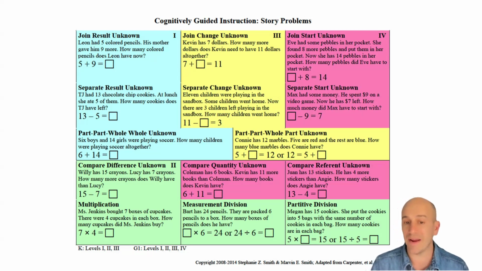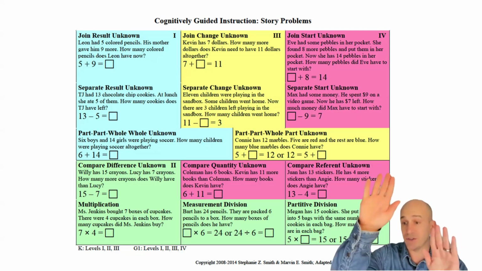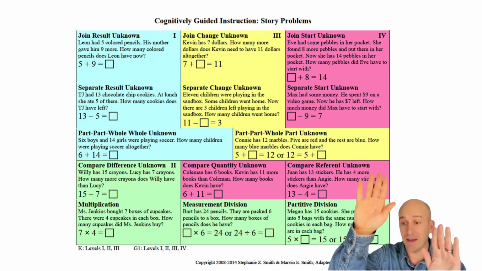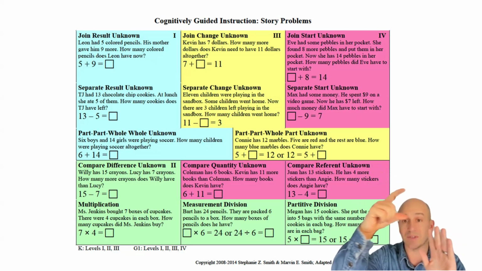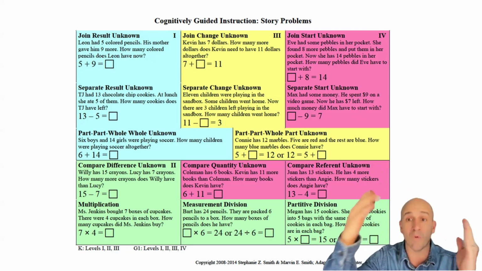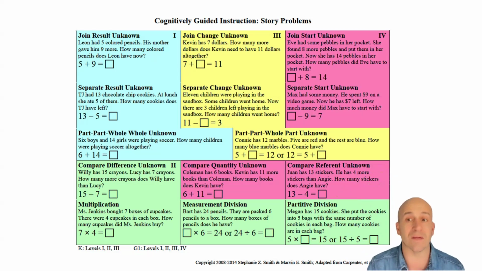So compare difference unknown. Willie has 15 crayons. Lucy has 7 crayons. How many more crayons does Willie have? Right? Now, that actually can be a tricky problem for younger kids, including kindergartners. But they do understand typically that two quantities are being compared, and what you're trying to figure out is the difference between the two quantities, right? How many more or how many less does someone have than the other person?